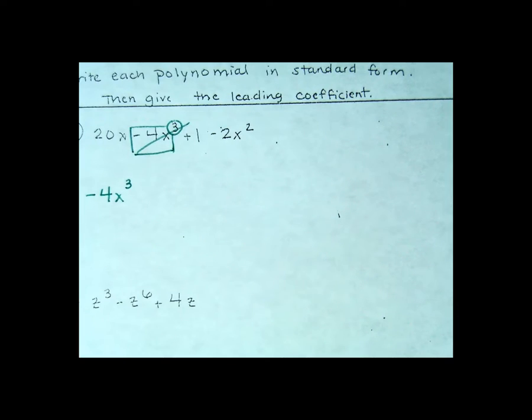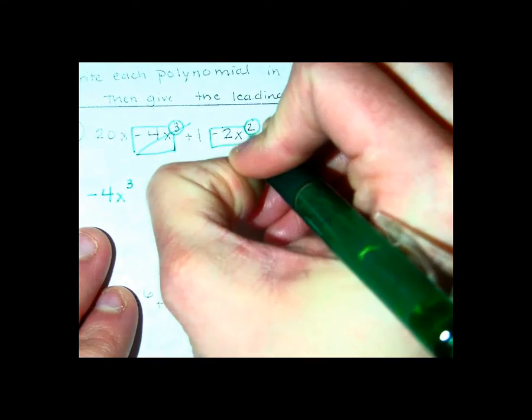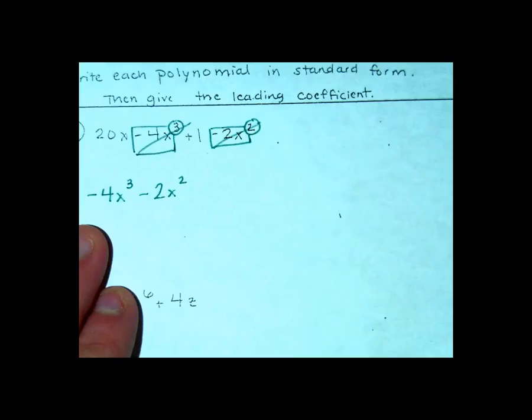I'm good. What is the next highest exponent? 2, and this negative 2x goes with it. So bring it down. And I'm going to cross it out because I'm done with it.